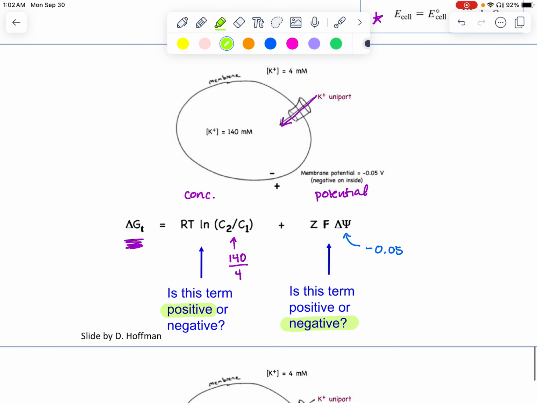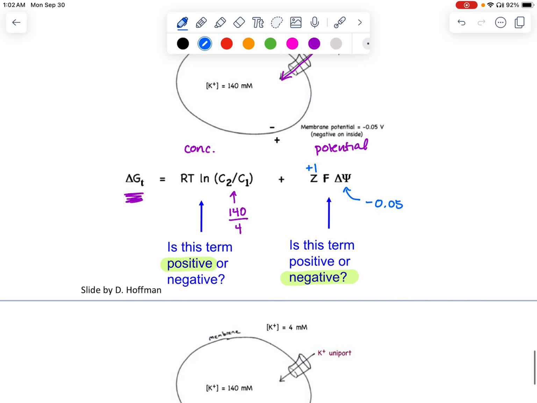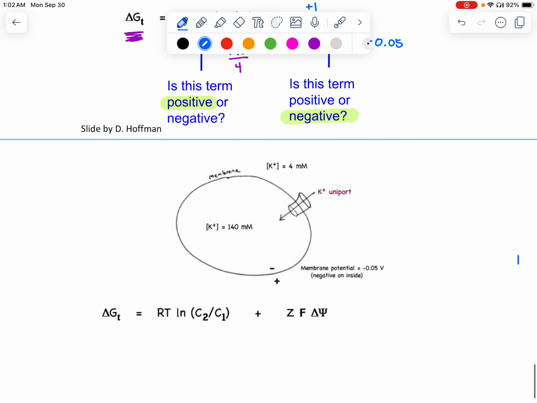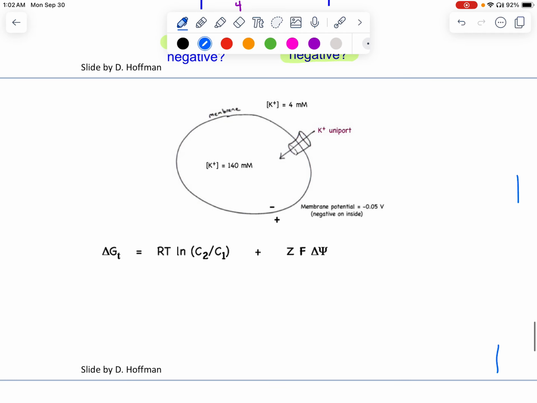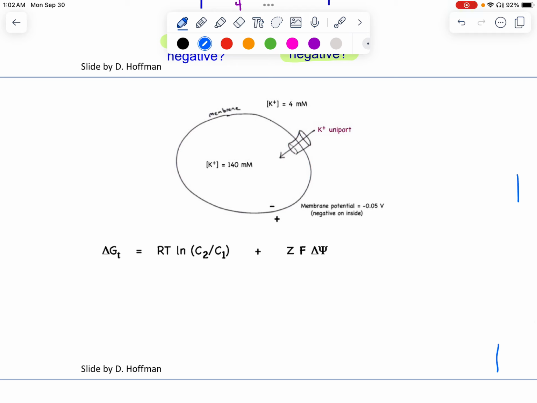Notice that our charge here was +1. If we were trying to move electrons, now negative times negative gives us positive. It wouldn't be favorable. So we are going to have to actually do the math to figure out if this would be spontaneous or not.